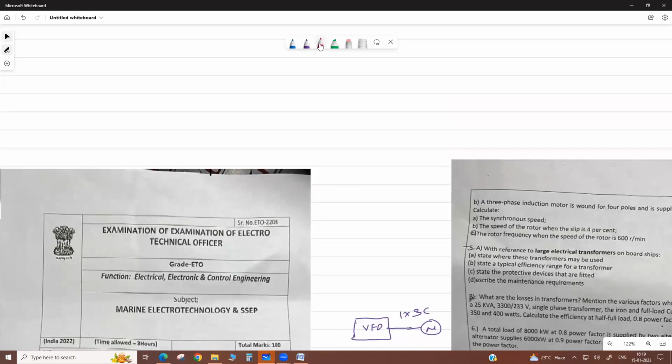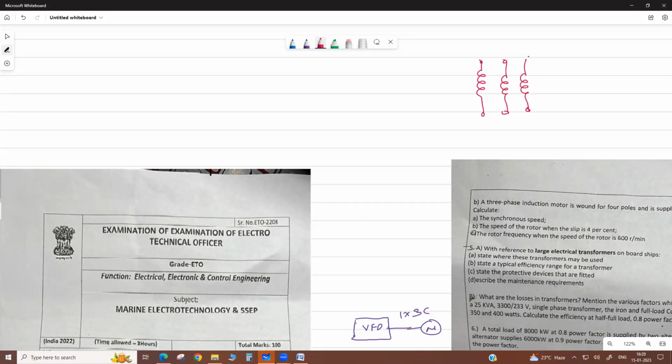How do you connect the star delta starter to a motor? See, this is your motor. At its terminal block, 6 terminals come. Or we can show it with the windings. There are 3 windings in the motor.